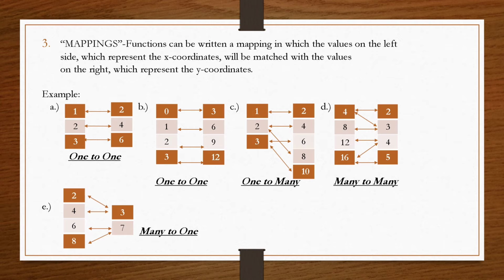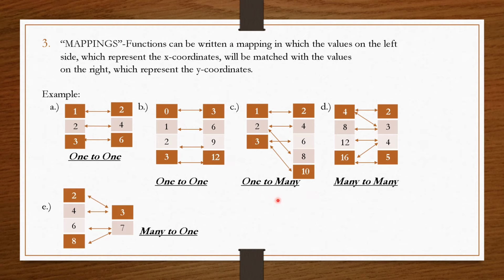We have here some examples. In our first example, we have 1 to 2, 2 to 4, 3 to 6, and there is only 1 to 1, then it's 1 to 1. And all 1 to 1 are functions, so this is a function. In our next example, we have 0 to 3, 1 to 6, 2 to 9, 3 to 12, and the same as the first example, it's 1 to 1. So this is also 1 to 1, then it's a function. In our next example, we have 1 to 2, 2 to 4, 2 to 8, 3 to 6, 3 to 10. So there's 1, then there's many, like 2 to 4 and 2 to 8, and it's 1 to many.